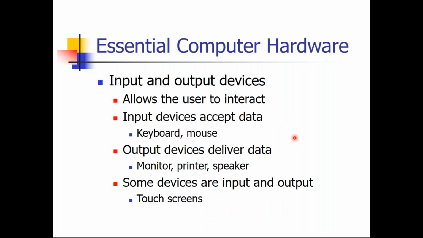Next, input and output devices. Input and output devices allow the user to interact. Input devices accept the data; examples are keyboard and mouse. Output devices deliver the data: monitor, printer, speaker. Some devices are both input and output, like touch screens.